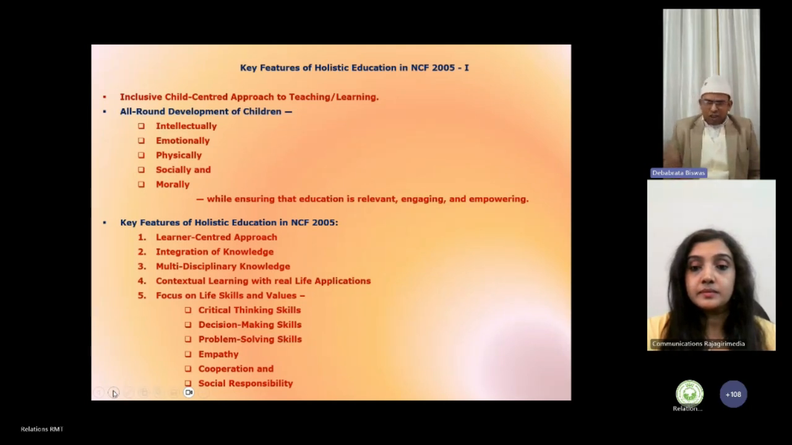Key features of holistic education that were written in 2005. All points are there. Learner-centered approach, integration of knowledge, multidisciplinary, contextual learning with real-life application, and focus on life skills and values, critical thinking, decision-making, problem-solving, empathy, cooperation, social responsibility. I'm moving very fast because of time scarcity, but you can understand. If you concentrate on one word only, all the rest will be enveloped by that single word.